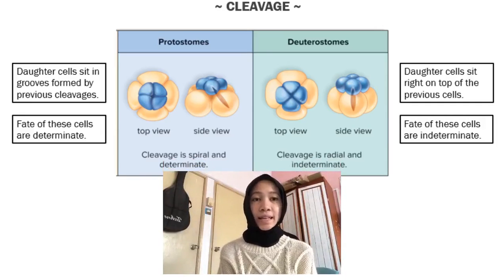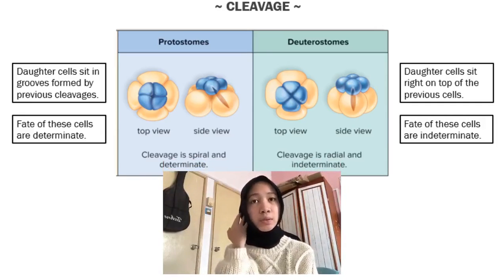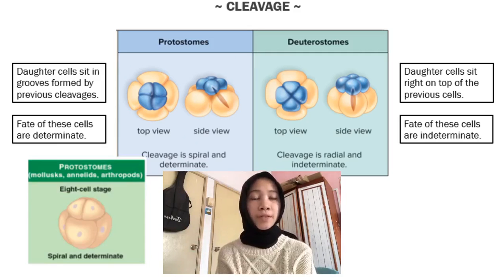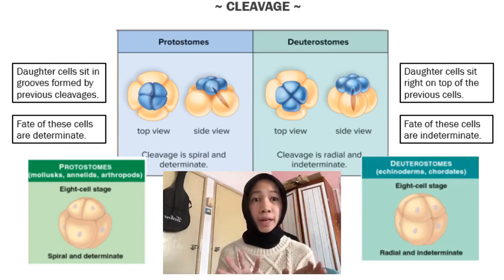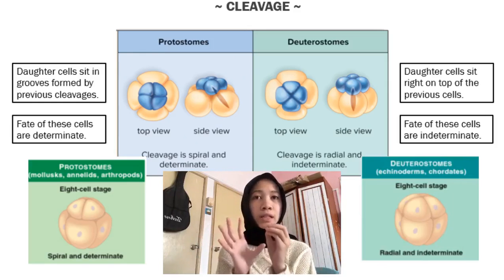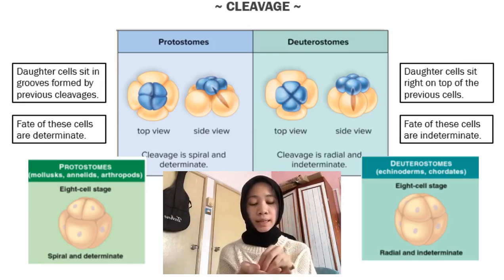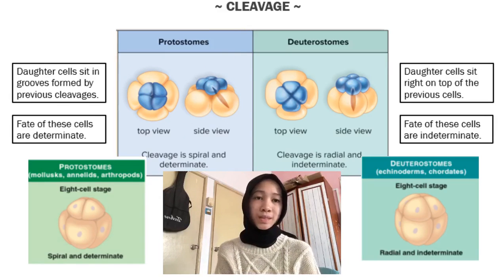And the next slide is in the form of cleavage. So for the protostomes, the daughter cells sit in the groove formed by the previous cleavage, and for the deuterostomes, the daughter cells sit right on top of the previous cells. As you guys can see from the diagram above, in the top view of the protostomes, the cells are arranged more out of order compared to the deuterostomes.